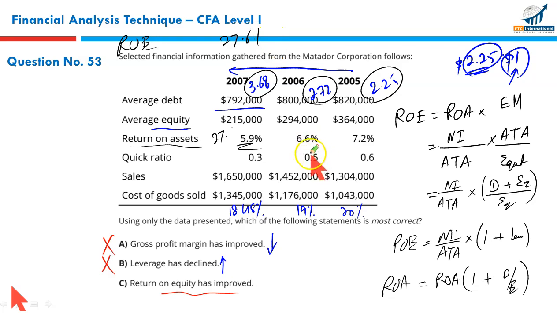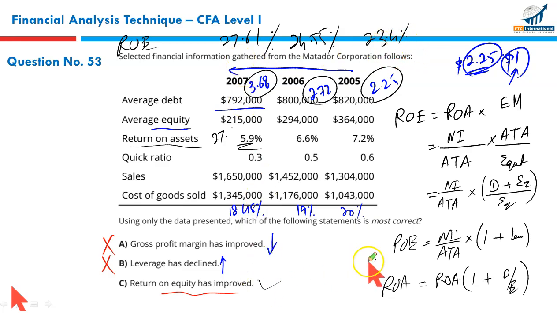What about the last year? Debt to equity was 2.72. Simply add 1 to it and multiply the result with 6.6. It is 24.55. That's return on equity in 2006. What about 2005? 2.25, that is leverage, plus 1 multiplied with the return on assets, that's 7.2, gives you 23.4%. Now you are convinced that return on equity has increased from 23 to 27.